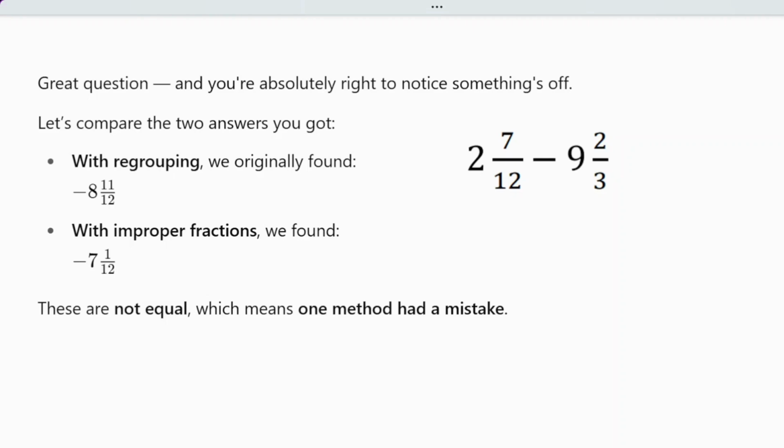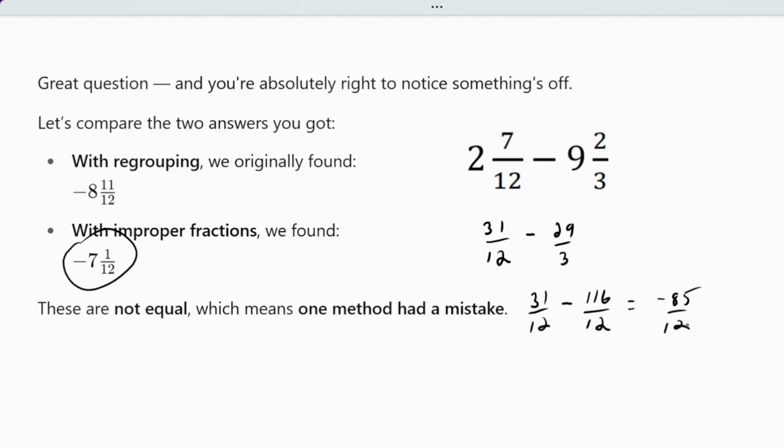Well, let's look at the correct answer. So the correct answer is negative 7 and 1/12. And if we do that correctly, we get 31/12 minus 29/3, which is 31/12 minus 116/12, which equals negative 85/12, which would equal negative 7 and 1/12.